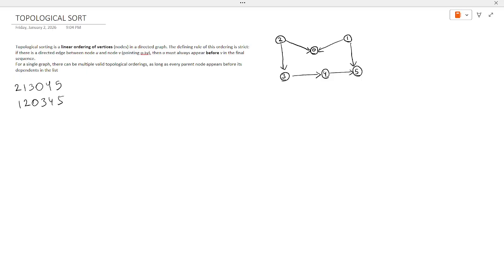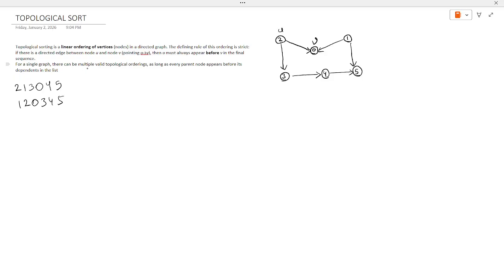So let us first understand what is a topological sort. A topological sort is a linear ordering of vertices or nodes in a directed graph. The defining rule of this ordering is strict. If there is a directed edge between node U and node V in this graph, then U must always appear before V in the final sequence.